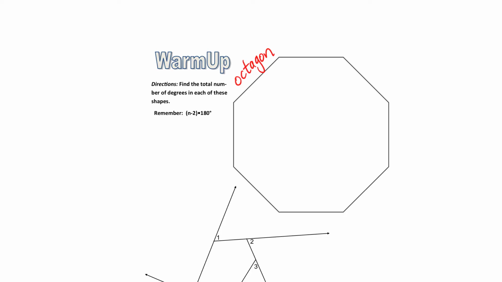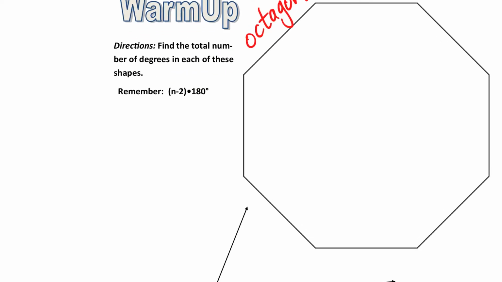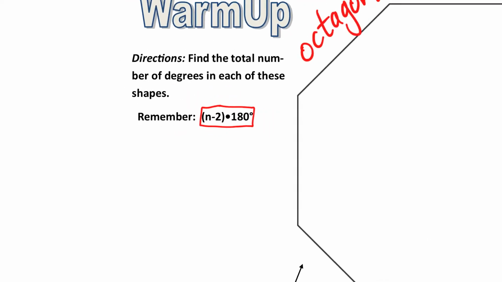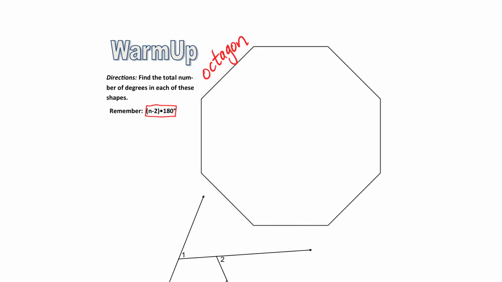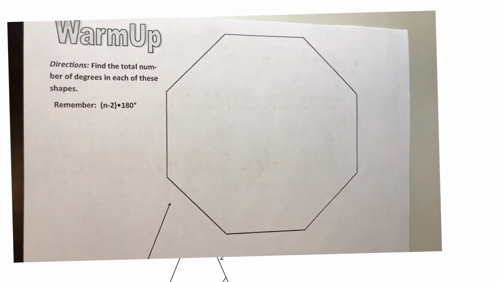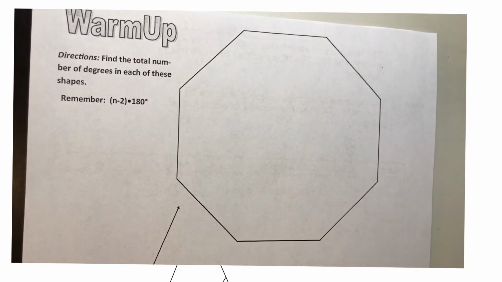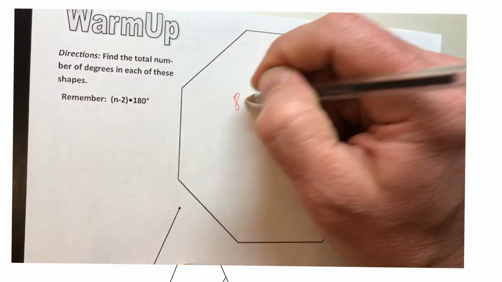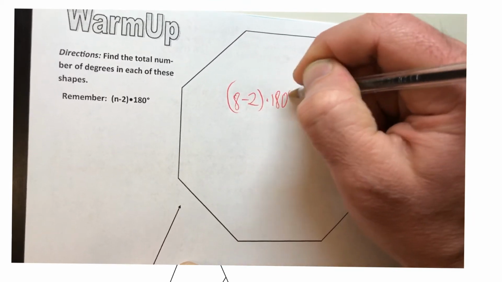So how do we find the total number of degrees in a figure? N minus 2 times 180, that little formula we talked about yesterday. What does the N mean here? It's how many sides it has, right? So this has 8 sides, so to find the total, I'm going to do 8 minus 2 times 180 degrees. All right, so 8 minus 2 times 180.